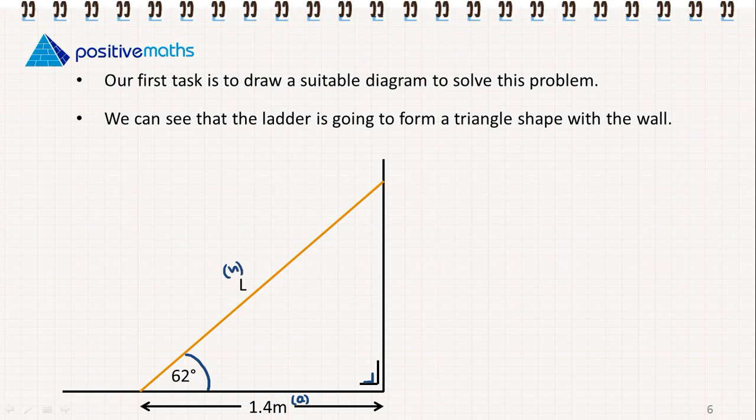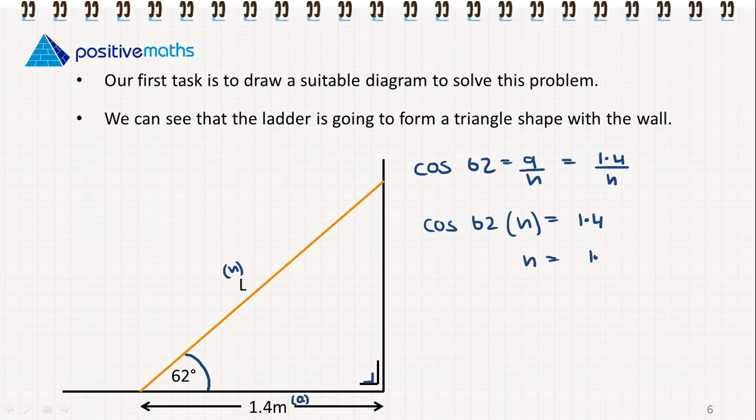We want to really recall at this stage, if we have an angle, we use cosine to find one of the missing sides, in this case, because we have the adjacent side and we're looking for the hypotenuse. So we're going to write down that the cosine of 62 degrees is equal to adjacent over hypotenuse, which in this case is 1.4 over h. So the cosine of 62 degrees multiplied by h is equal to 1.4. Therefore h is equal to 1.4 divided by the cosine of 62.